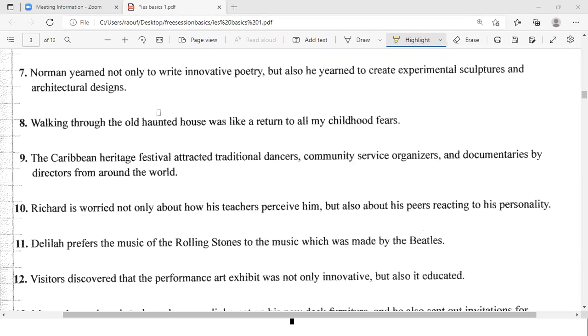Sir, should it be "learned" or "yearned"? Yearned, meaning longing, was hoping to find very enthusiastically. Somebody has sent me the answer. Norman yearned not only to write innovative poetry, but also he yearned to create experimental sculptures and architectural designs.